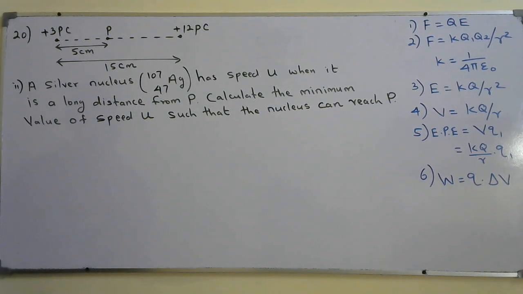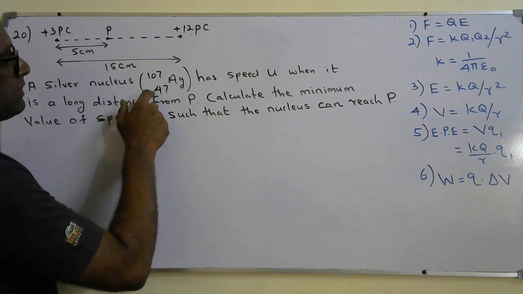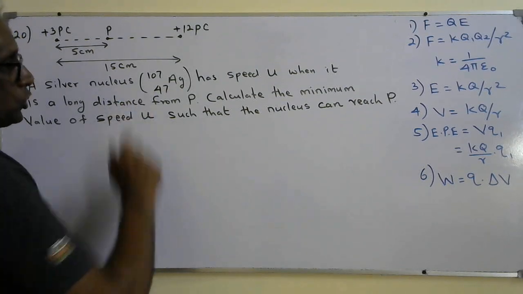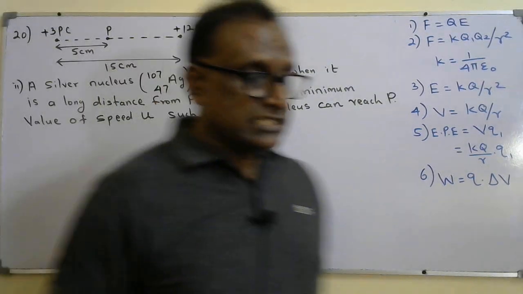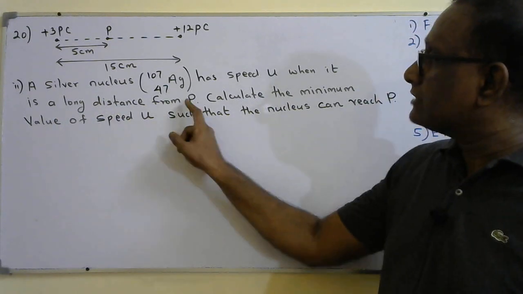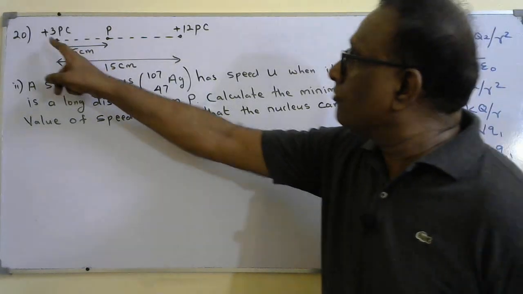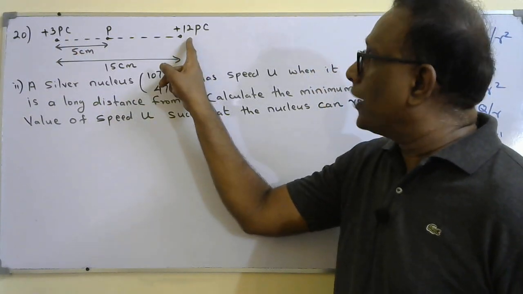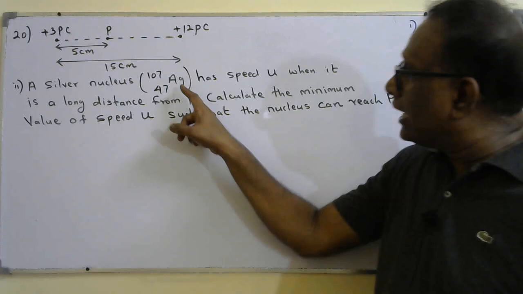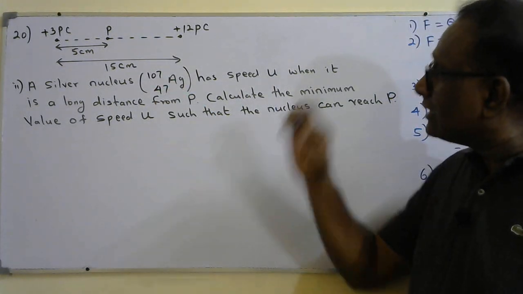Okay, the second part of the question. A silver nucleus, which has mass number 107 and atomic number or proton number 47, has speed u when it is a long distance from P. A long distance from P means the electric potential of these two point charges at the point where the silver nucleus was initially is equal to 0.